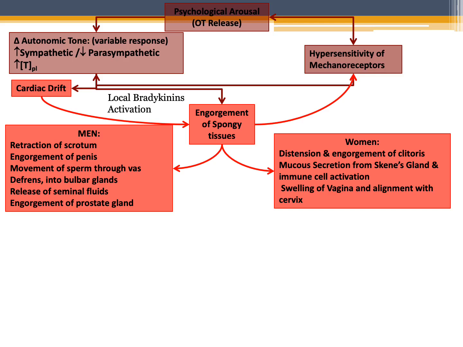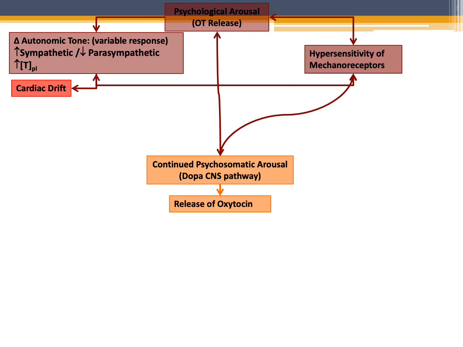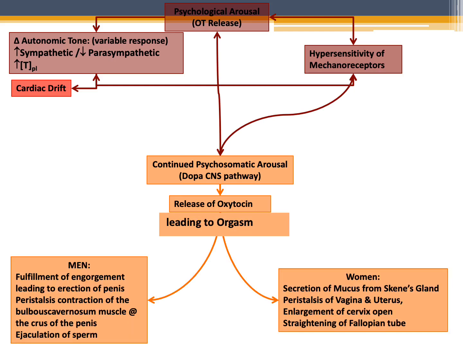As long as there is a continuation of psychosexual arousal, we start getting dopamine coming into play. As we get a rush of dopamine within circulation, this dopamine heads out and it will initiate additional oxytocin release. We get a wave of oxytocin, we get a wave of dopamine. The wave of oxytocin and the wave of dopamine lead to what we refer to as the orgasm response. In the orgasm response, we get full fulfillment of engorgement, leading to a full erection of the penis. The full erection of the penis will allow for the initiation of peristaltic contraction of the bulbar cavernosal muscle, starting at the crus of the penis, leading to ejaculation of the ejaculatory matrix, including the sperm. For the female, there gets additional secretion of mucus from Skene's gland.